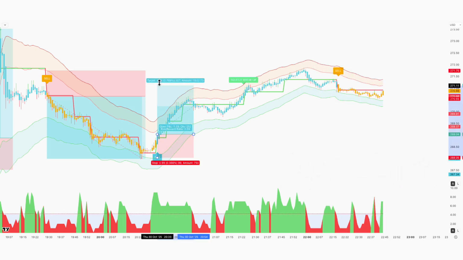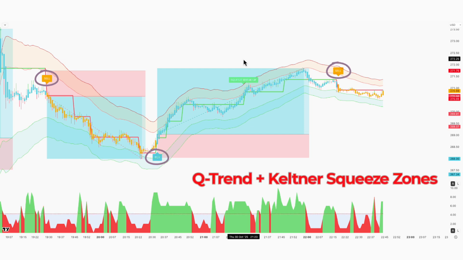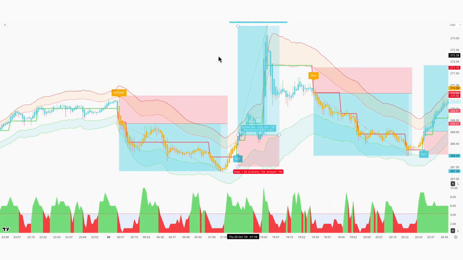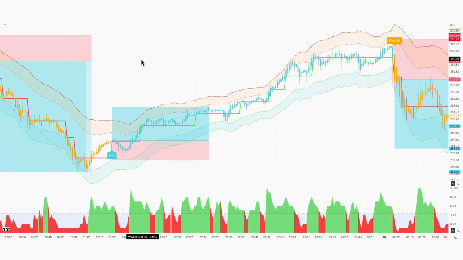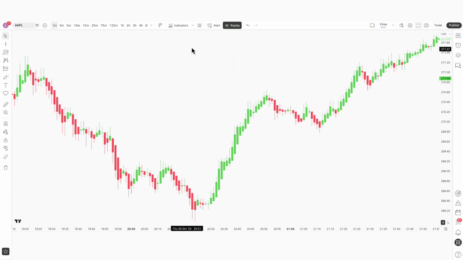First of all, let us know about trading tools. The buy and sell arrow indicator we see in the chart is called the Q Trend Plus Keltner Squeeze Zones indicator. Now we tell you how we want to trade. Let's start the video. We open the Apple 1-minute chart. And don't sweat the time frame either.